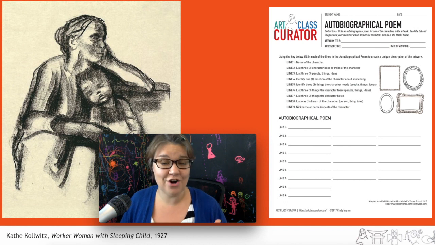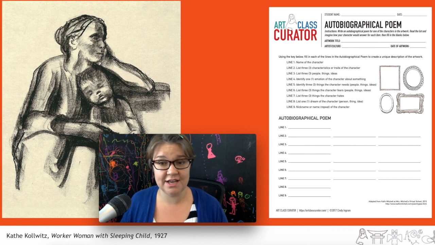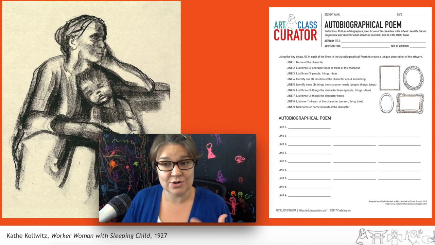This is an autobiographical poem, and on each line, they have to write several different things about the character. So things that they like, things that they hate, things that they need, things that they fear. So they really think about that character and what they're going through.